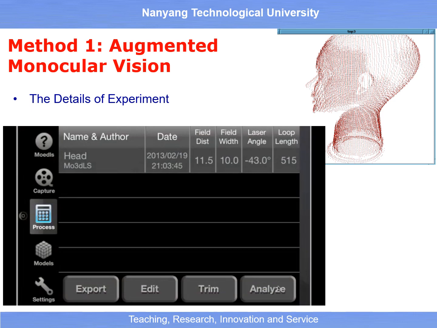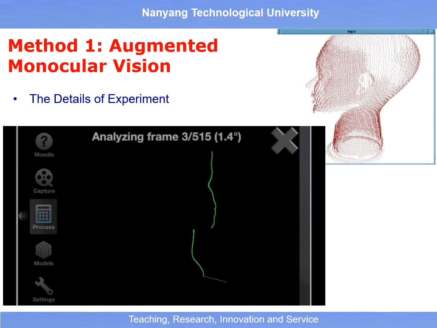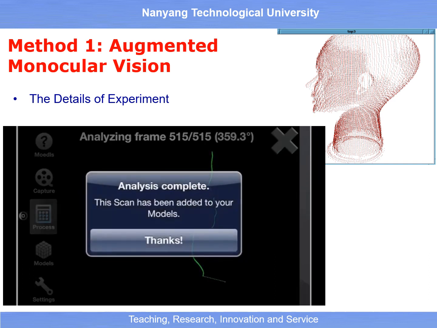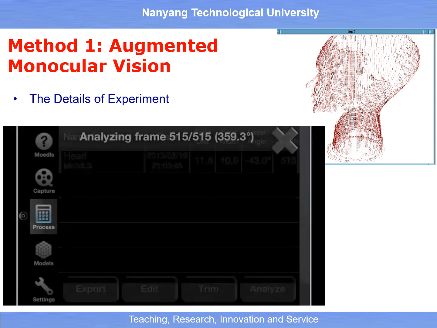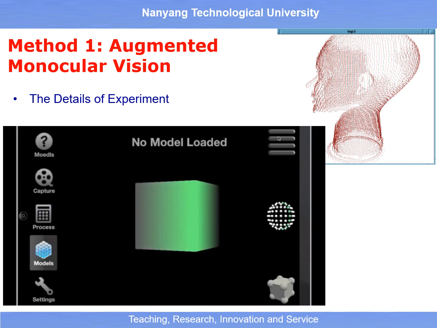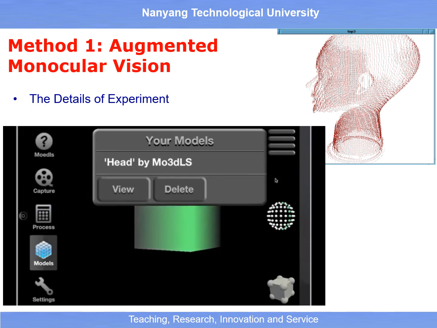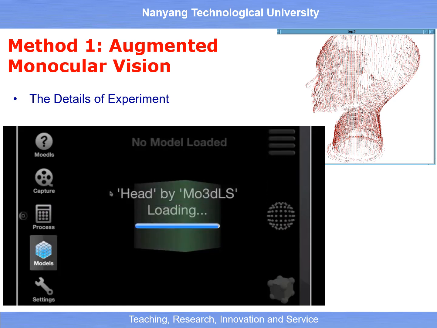Finally, we hit Analyze to extract the point information from the video frames. This may take a minute or two as well. When analysis is complete, we switch to the Models tab, click on the list icon to bring up our models list and view our new model.